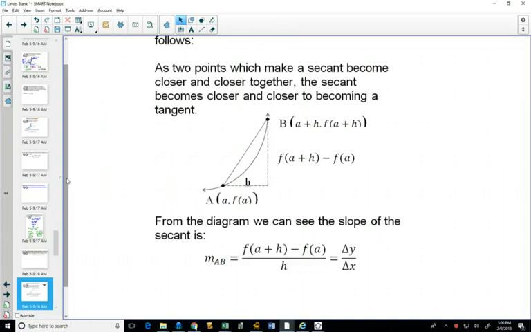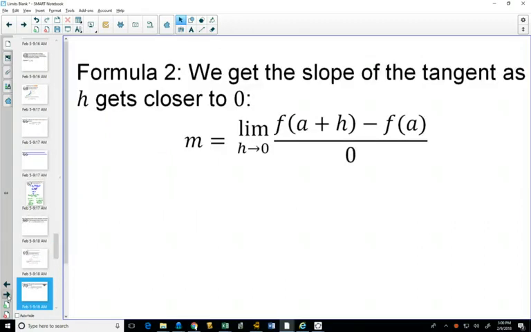And if we want to find our tangent, now we want to find the limit as h goes to 0. There's a little typo in here. This should be an h on the bottom. So as h gets closer to 0, the slope of the secant becomes the slope of the tangent.